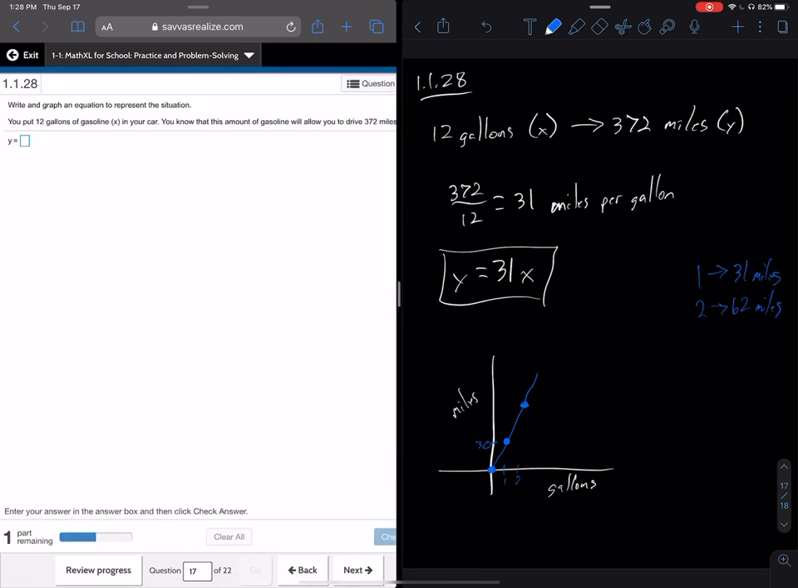And then we're just going to draw a line there. It will continue up forever. It should increase kind of sharply in this case because you are getting 31 miles per gallon. So you'll see a bit of a steep slope, but that should cover your graph.